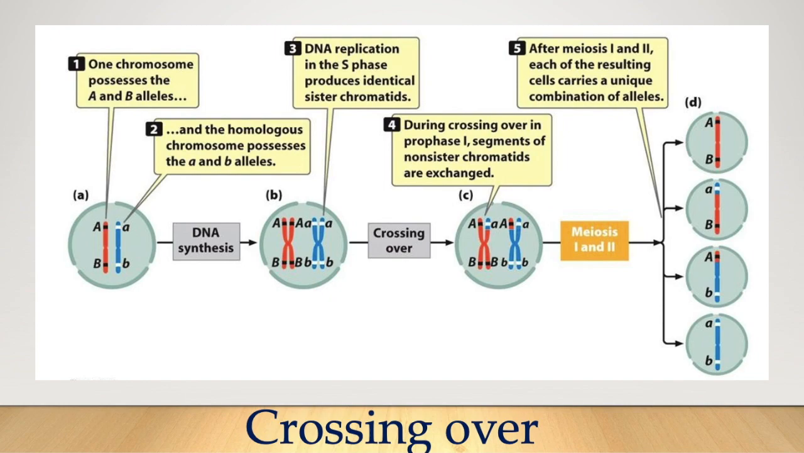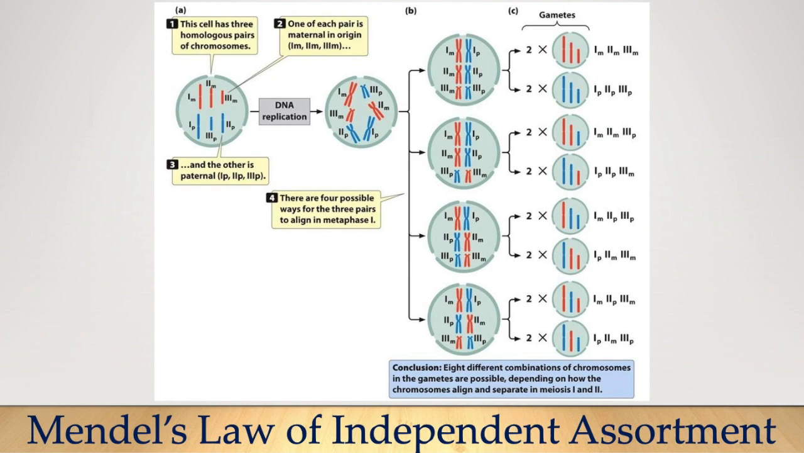Crossing over is the basis for intrachromosomal recombination, which is just the creation of new combinations of alleles on a chromatid. The second process in meiosis that contributes to genetic variation is the random distribution of chromosomes in anaphase 1 after the random alignment in metaphase 1, which is Mendel's second law, the law of independent assortment.